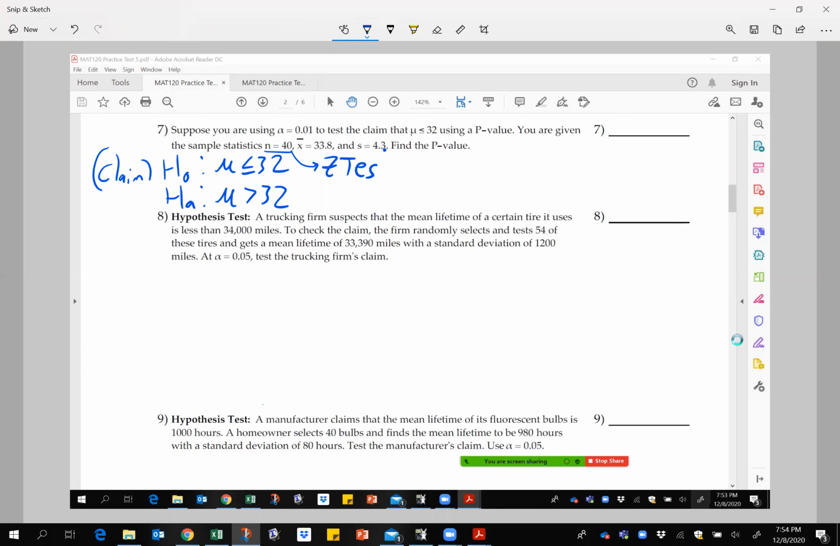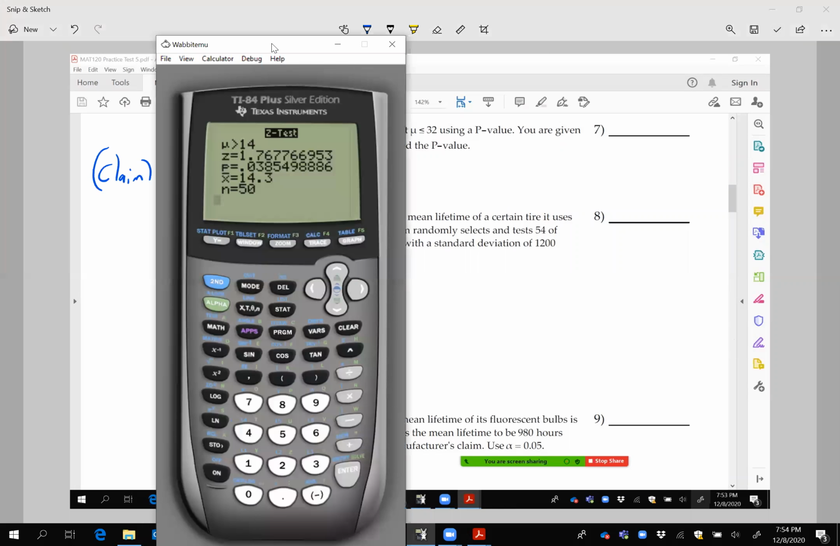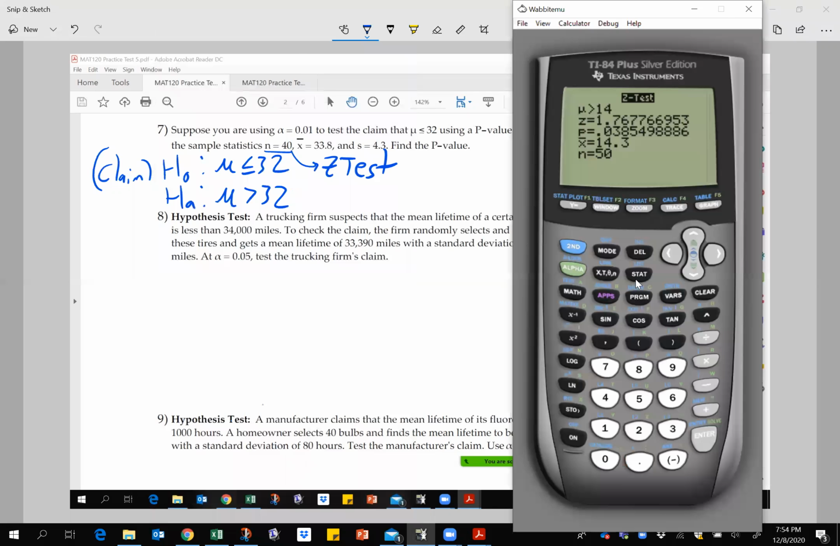So we go back to the calculator. Again, we do stat. Go to the right option, for z-test it is the first one. The mu naught, that's the value from the hypotheses, that's 32. The standard deviation was stated as 4.3. X bar is 33.8. The sample size is 40.